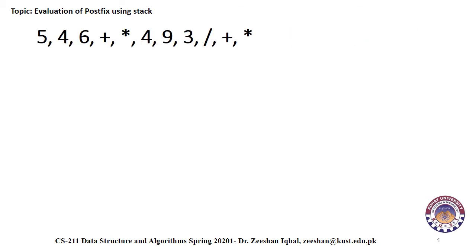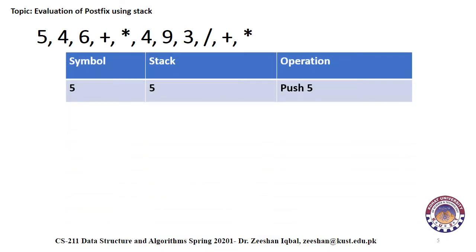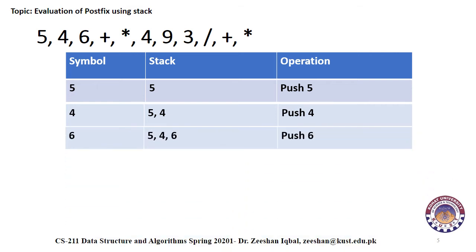Now, considering the algorithm, we have to apply it to the above expression, scanning the postfix expression from left to right. A postfix expression only contains operands and operators. By scanning the given expression from left to right, the first symbol is 5, which is an operand, so we will push it directly on the stack. Next symbol is 4, which is also an operand, so we will push it onto the stack. Next, the symbol is 6, which is an operand, so we will push it onto the stack again.